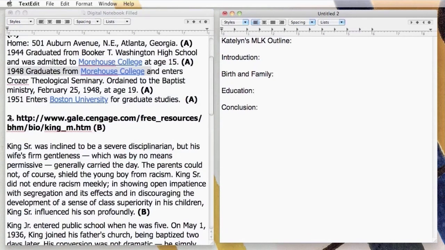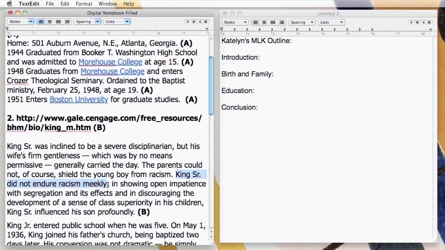When I read the notes I took on this next website, I see this first sentence is all about how strict Martin Luther King's father was. It says here, King Sr. was inclined to be a severe disciplinarian. So I know that that sentence can go into birth and family. But further down in this quote, I see that Martin Luther King's father was impatient about racism. King Sr. did not endure racism meekly.